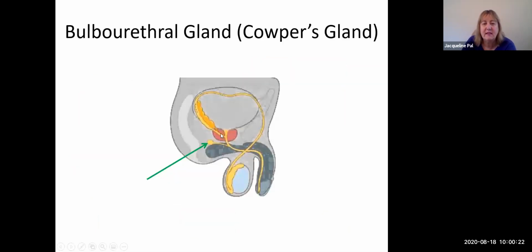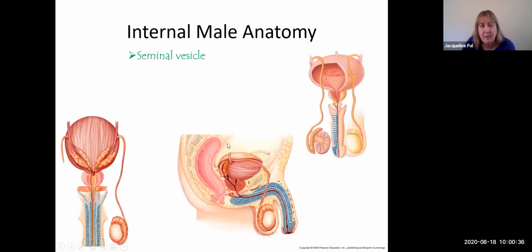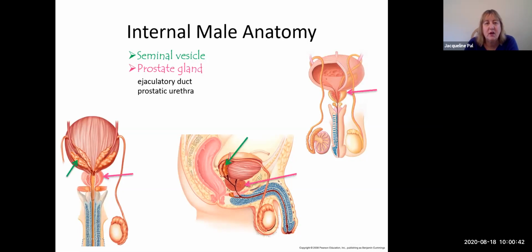Below the prostate, in the sling, the pelvic diaphragm, there is a gland close to the bulb of the penis known as the bulbourethral gland, also known as Cowper's gland. So, internal male anatomy, review the seminal vesicle, the prostate gland with its two structures, and the bulbourethral gland. So make sure you can find them on all three pictures. So this is anterior, just the organs. This is a sagittal view, and this is a posterior view. All right, awesome.